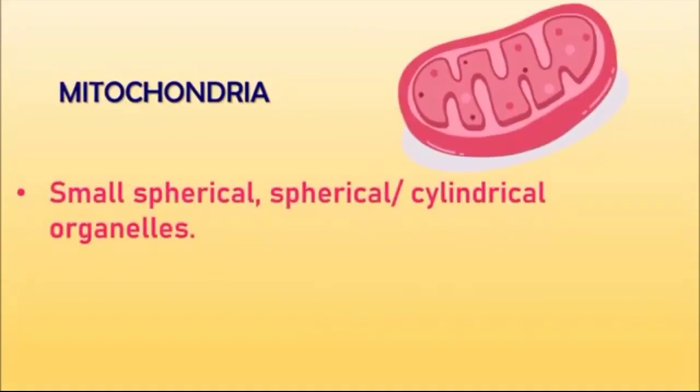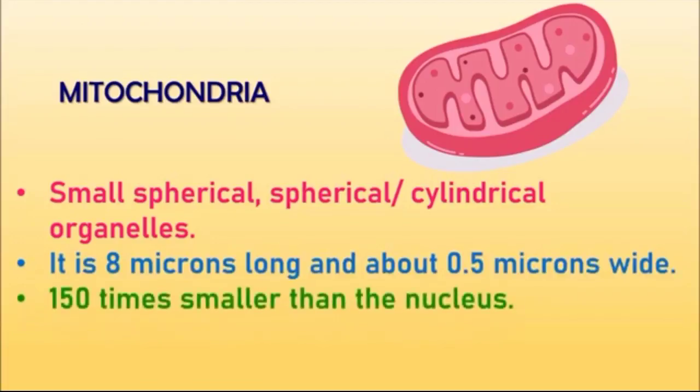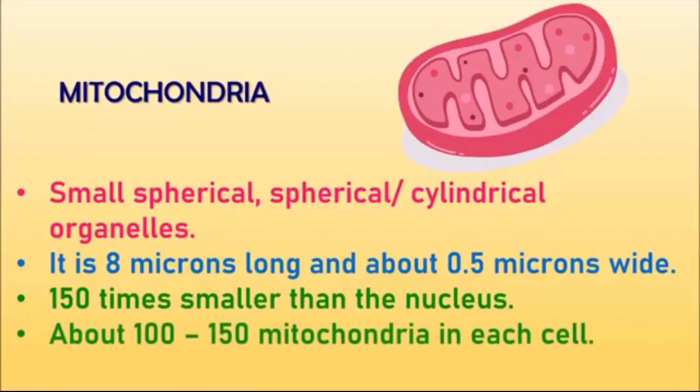Let us see the structure of mitochondria. These are small spherical and cylindrical organelles. It is 8 microns long and about 0.5 microns wide, 150 times smaller than the nucleus, and there are about 100 to 150 mitochondria in each cell, and of course the number of mitochondria may depend on the type of function which that particular organ performs.